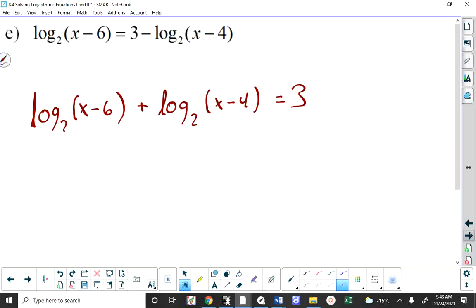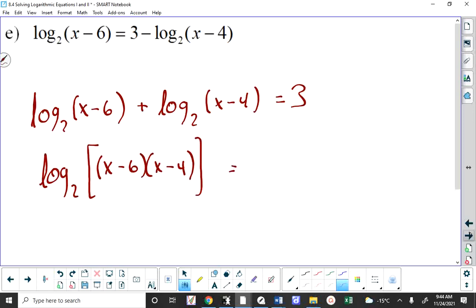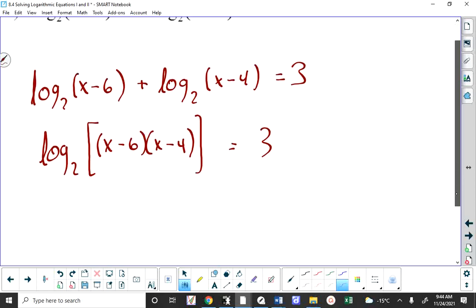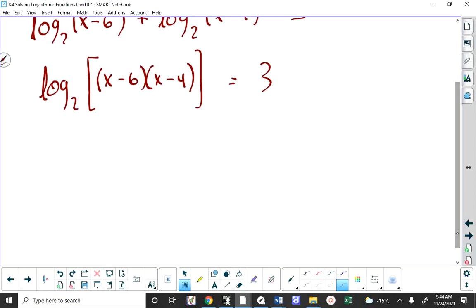I can put this as a single logarithm of the product of the arguments, which will give me log base 2 of whatever the product of x minus 6 times x minus 4 is. This will equal 3. And now I can rewrite this in exponential form. The argument of x minus 6 times x minus 4 is going to be equal to 2 raised to the 3. That 2 and 3 thing, be very careful.